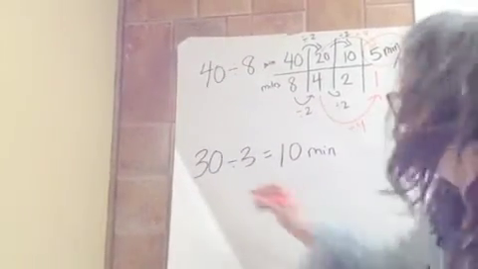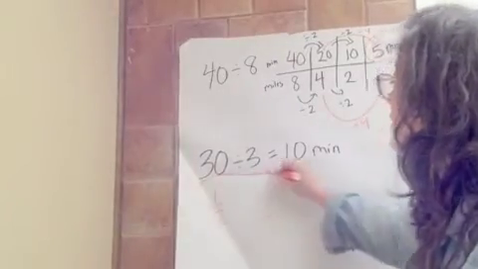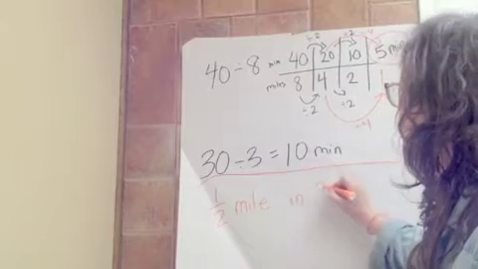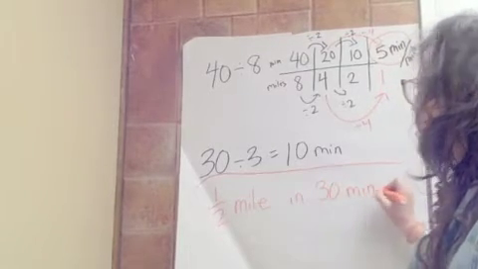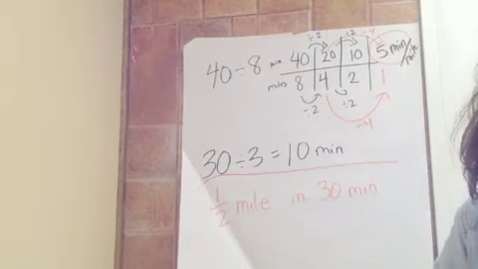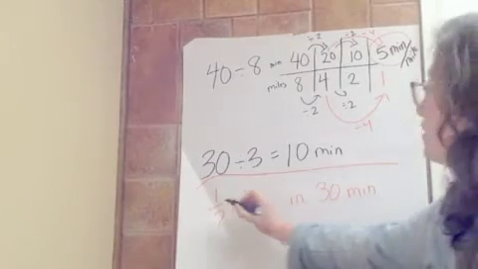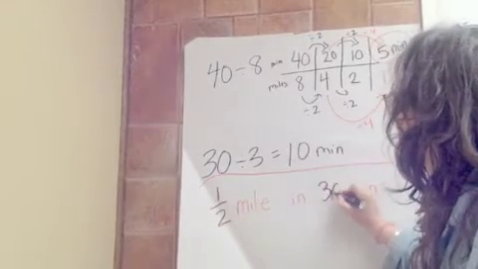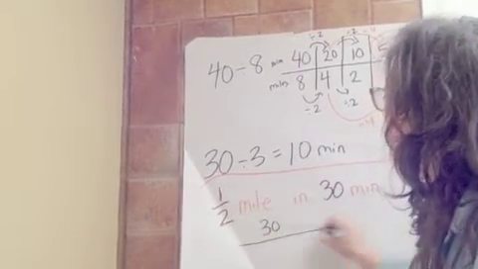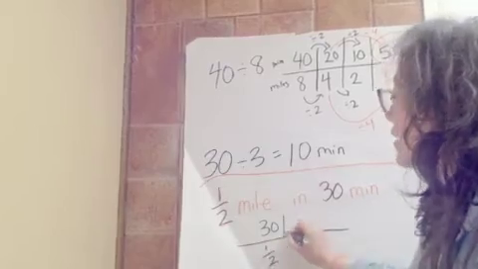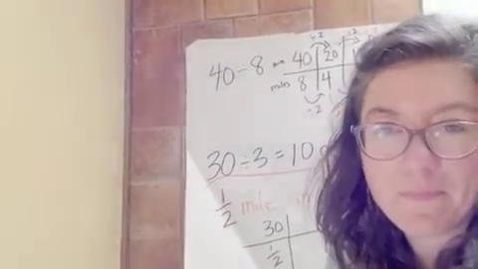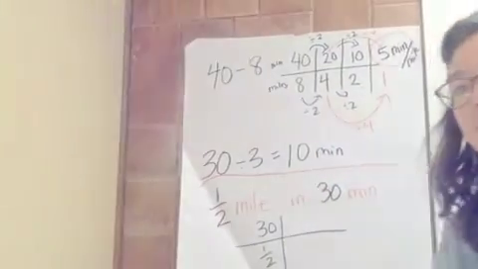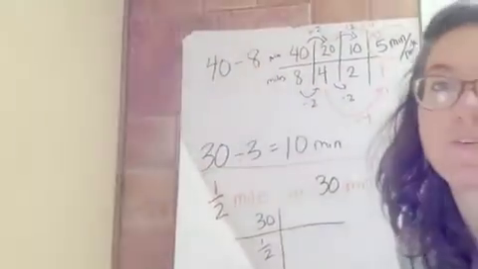So, half a mile in 30 minutes. Okay, we're still going to do a ratio table, friends. 1/2 is the miles, 30 is the minutes. We'll do 30 on top over 1/2. How do we know how far he went for 1 mile? What do we need to do? Pause here and show me on your work what your ratio table is.